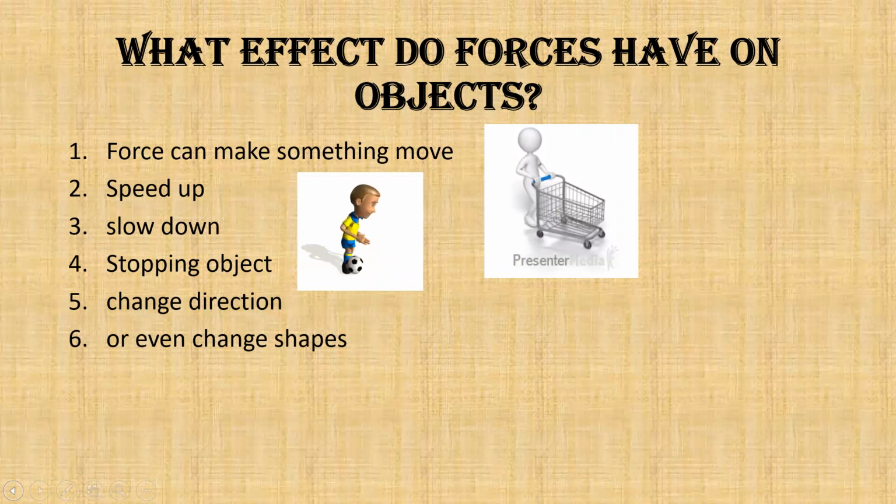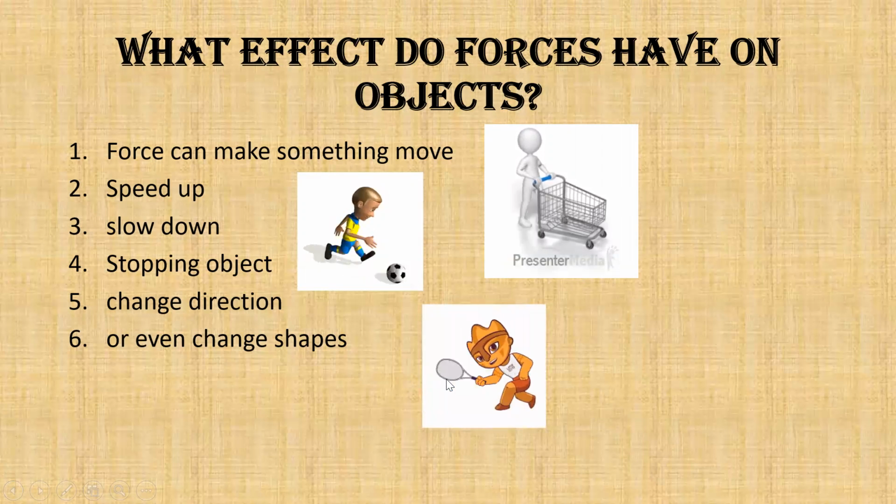For example, a player of football is moving the ball by kicking it. Next, force can change the direction of a moving object. So a moving car changes its direction when force is applied on its steering wheel. Here, the picture shows the direction of the ball changing by hitting it.